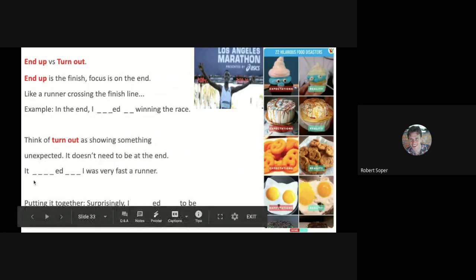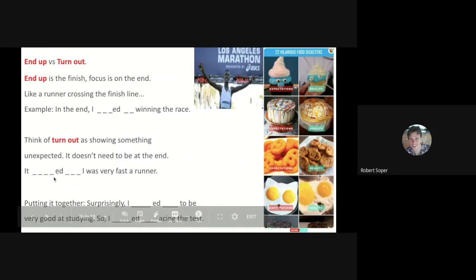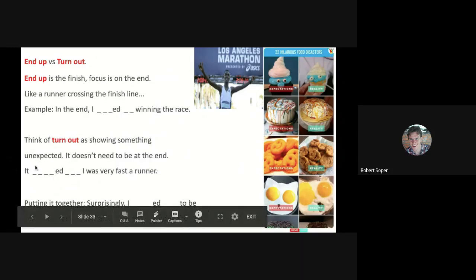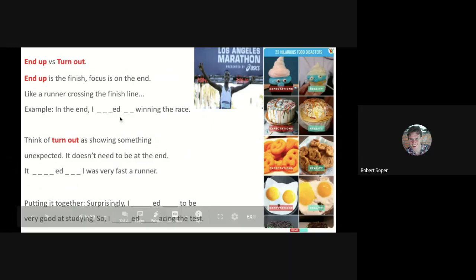So if we're saying it turned out I was a very fast runner, they weren't expecting to be a very fast runner. It just happened that they were. So they were kind of surprised by this. So you could say, surprisingly, it turned out I was a very fast runner. And that would make perfect sense. It turned out I was a very fast runner. In the end, I ended up winning the race.